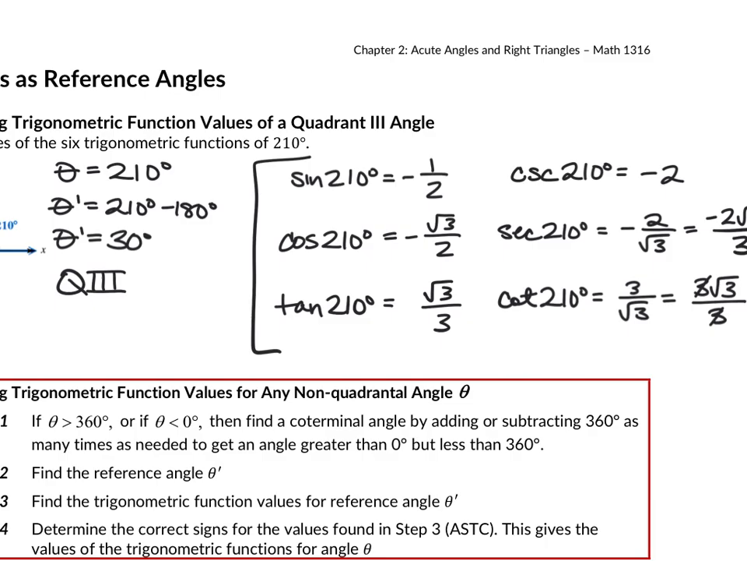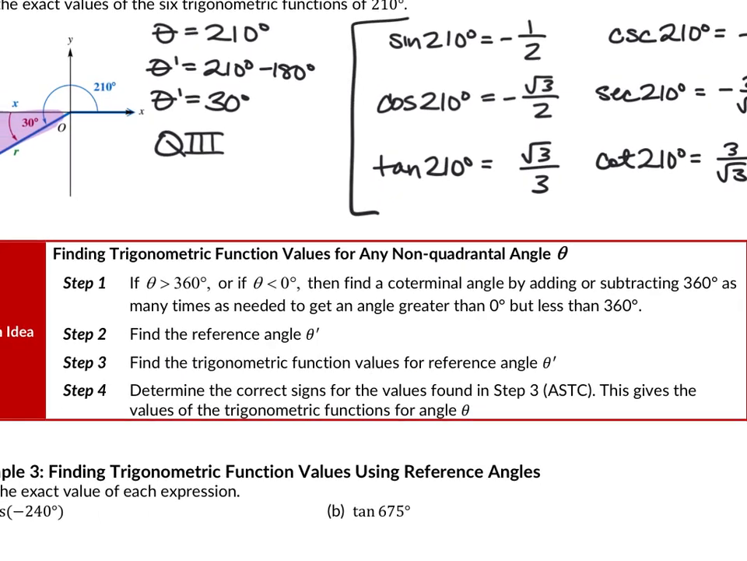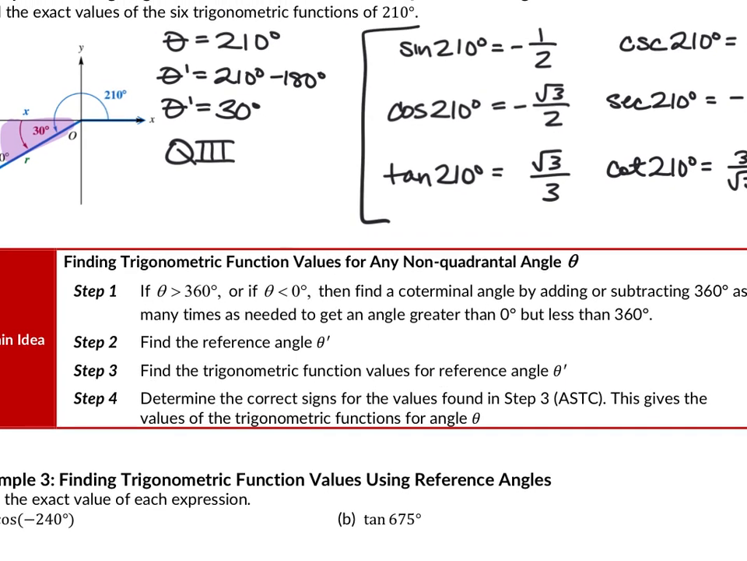So some steps here are listed. They're exactly really what we did. We got to skip step 1 because our theta was between 0 and 360. But if it's outside of 1 revolution, you just find the coterminal angle and you can find the reference angle. So basically, I really want you to focus starting on step 2.